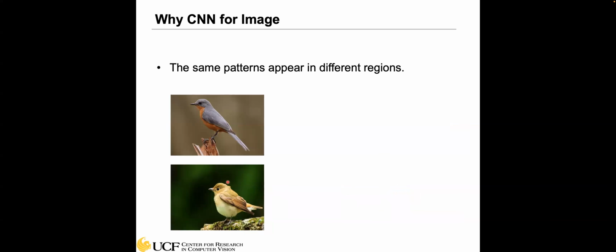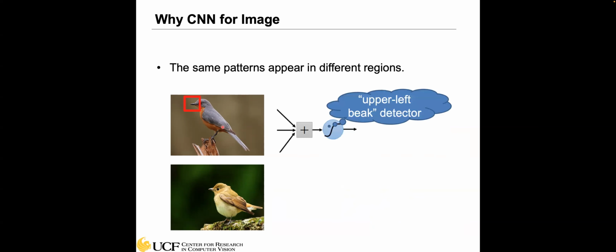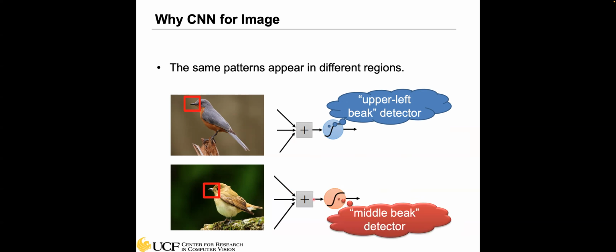Another interesting property is that the same patterns appear in different regions. Let's look at these two images. Each of them contains a bird. If we aim to detect the beak of the bird, maybe you have a neuron responsible for detecting an upper-left beak, detecting this position. And maybe you have another, different neuron to detect a beak located in the middle of this image.